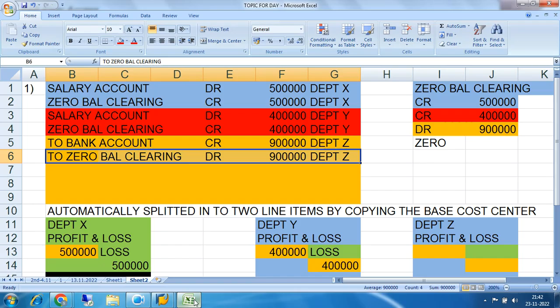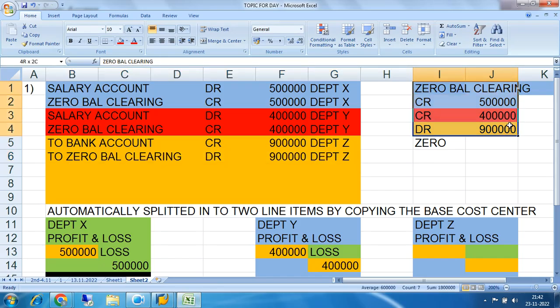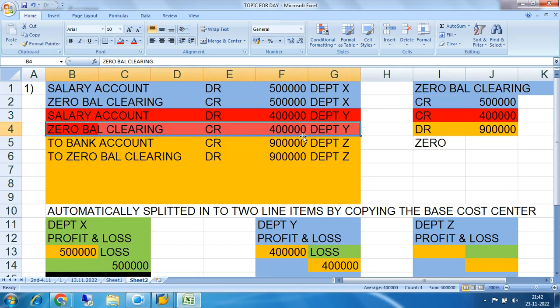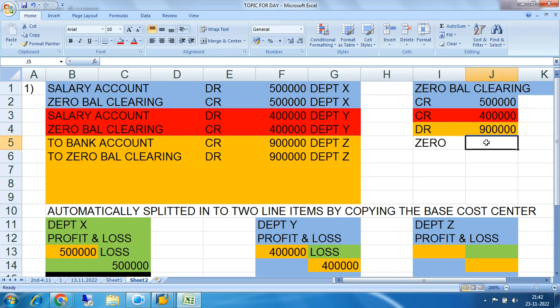Like the entry I passed here, that's why I demonstrated this particular thing. For this entry we have used the zero balance clearing account 3 times: first time, second time, third time, and I have copied the 3 balances: 5 lakh credit, 4 lakh credit, 9 lakh debit, and put them under this ledger. So what is the balance here? Credit, credit, debit: 5 plus 4 minus 9. So it is 0. Whenever I was showing the TPCODL zero balance ledger also, it was showing no balance.